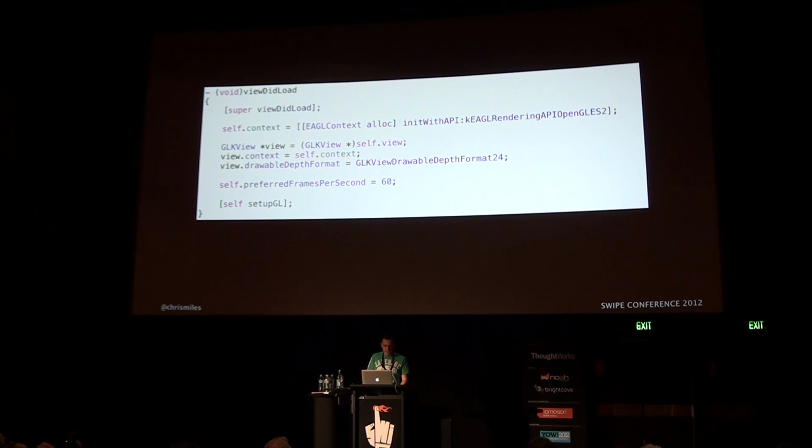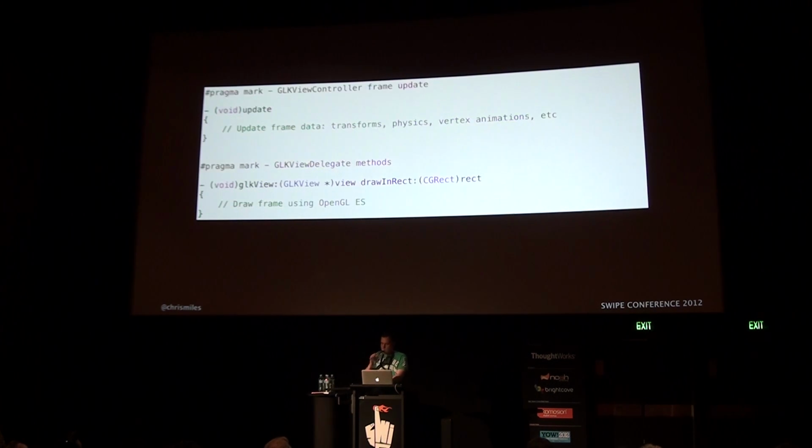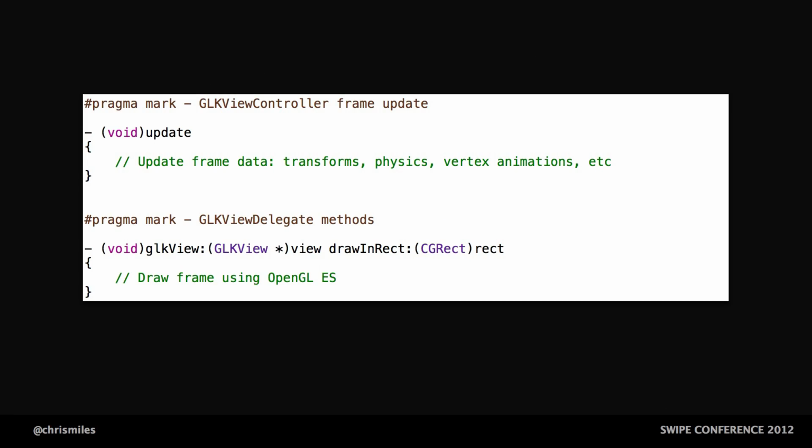And we can also optionally tell GLKView how many frames per second we'd like to draw. By default, it sets it at 30, but as Bill was mentioning, we don't like to settle for anything less than 60, so bang, we go straight for that. The last thing we do in that method is call our custom setupGL method, which will perform a bunch of OpenGL setup for our particular scene, and we'll look at that shortly.